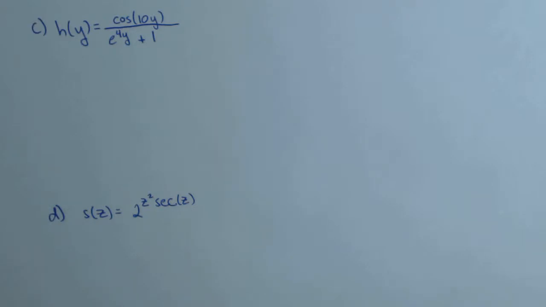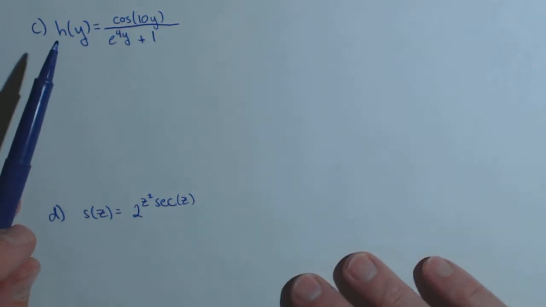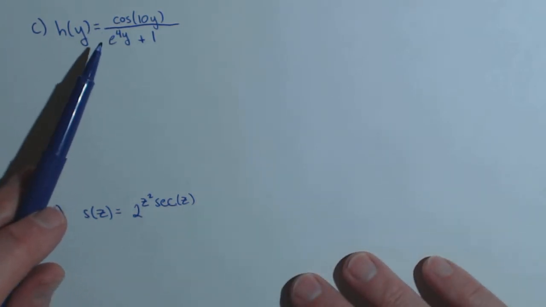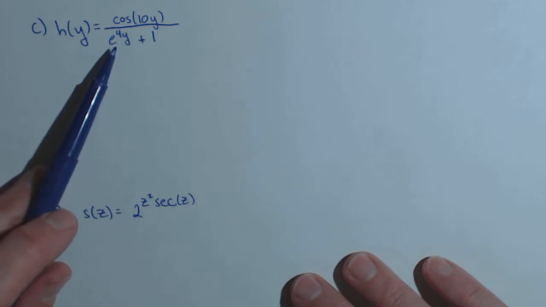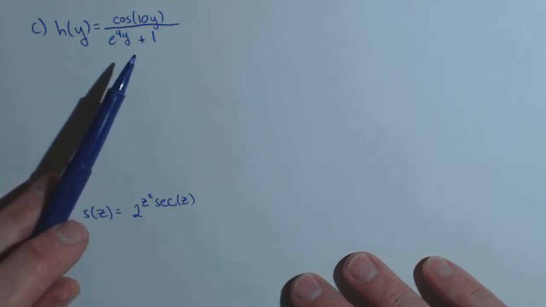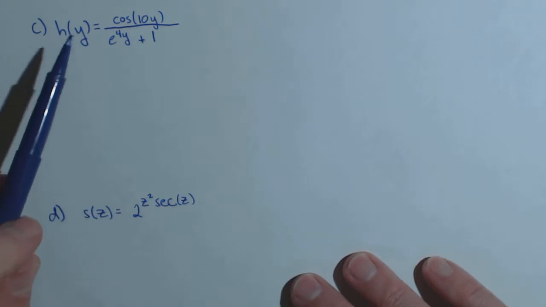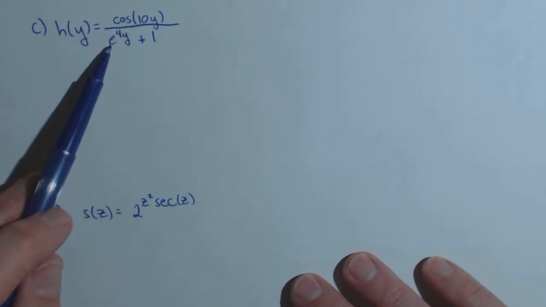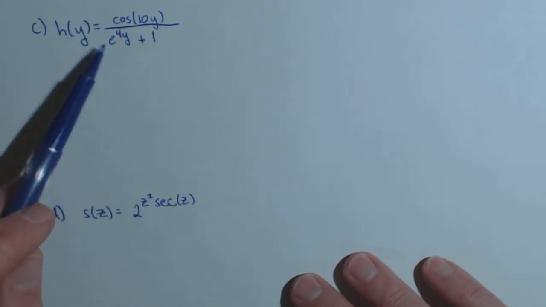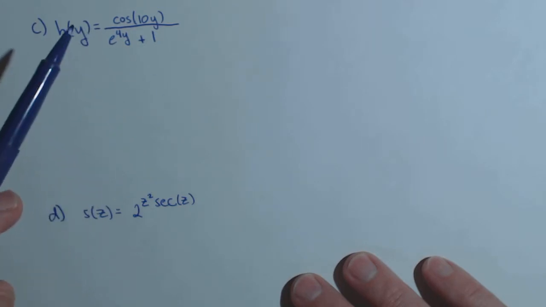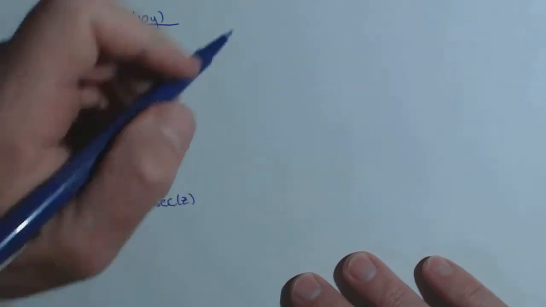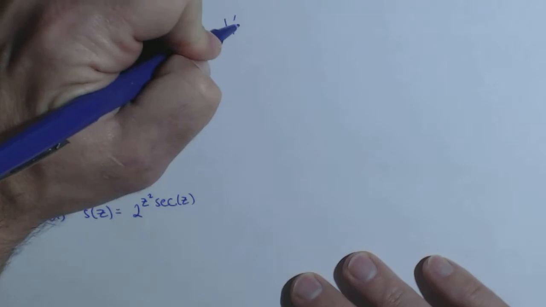In this video, we're going to look at some more complicated derivatives that involve multiple rules. So first off, let's look at C here. h(y) equals cosine of 10y over e to the 4y, plus 1. So we can see a composition in here and here, but the overall structure is a quotient. That means when we go to find the derivative, it's going to be structured via our quotient rule.